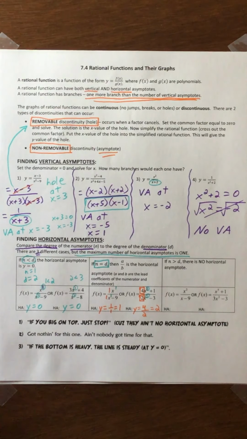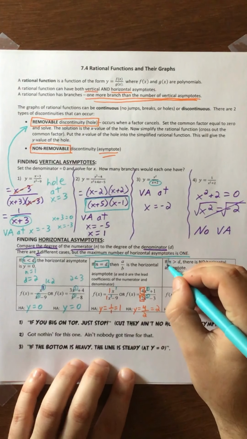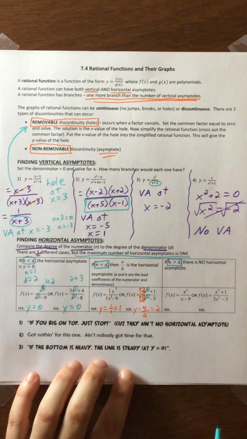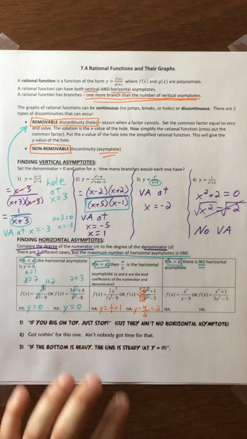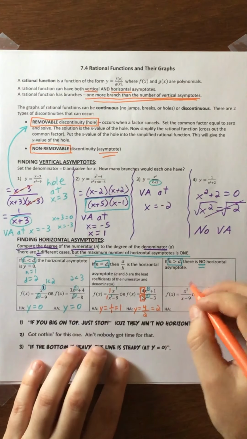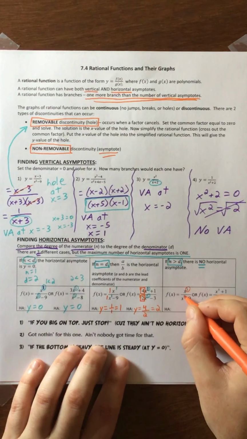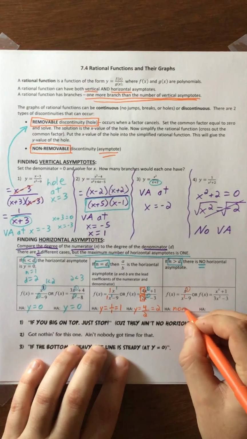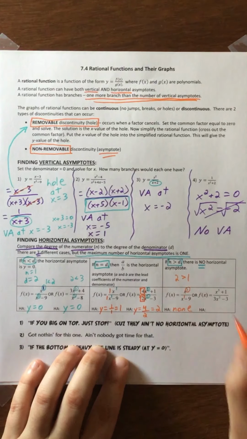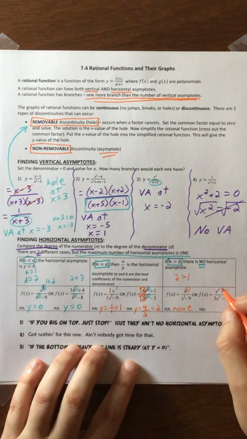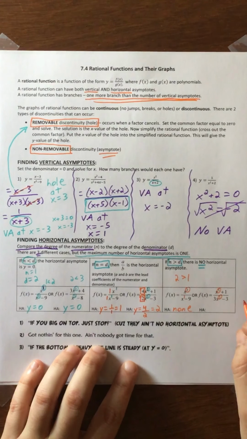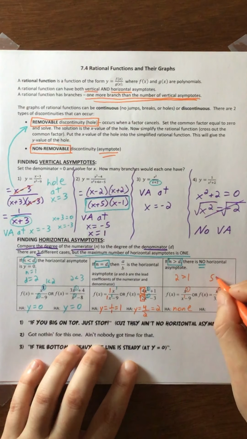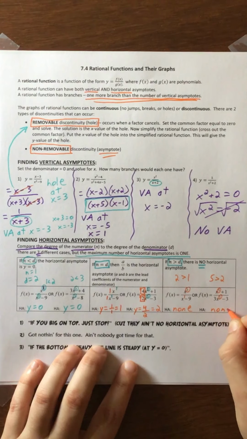Case 3 is when the numerator's degree is greater than the denominator's. When that happens, that's the easiest one. No horizontal asymptote. X squared, x to the 1, we're not going to have any horizontal asymptote because 2 is greater than 1. Numerator's degree is 5, denominator's is 2. 5 is greater than 2. We're not going to have a horizontal asymptote.